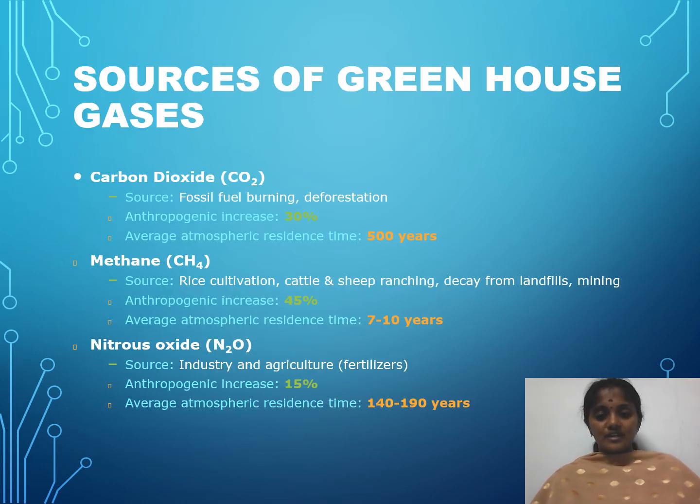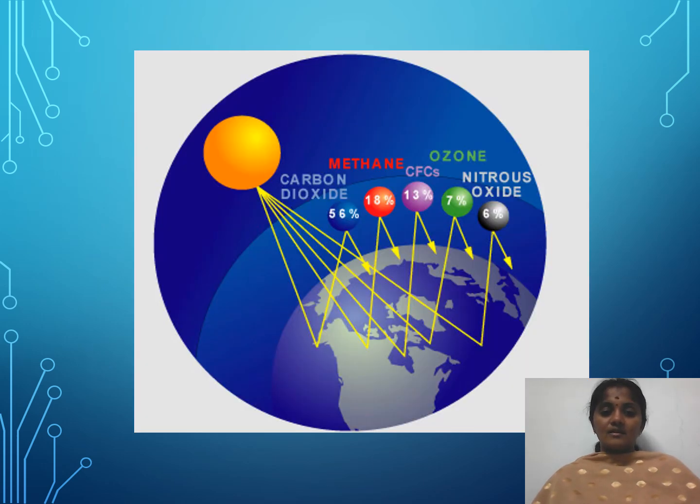The sources of greenhouse gases include carbon dioxide, from fossil fuel burning and deforestation. Methane comes from rice cultivation, cattle and sheep ranching, decay from landfills, and mining. Nitrous oxides come from industry and agriculture. You can see in the picture the greenhouse gases: carbon dioxide, methane, chlorofluorocarbon, ozone and nitrous oxides.